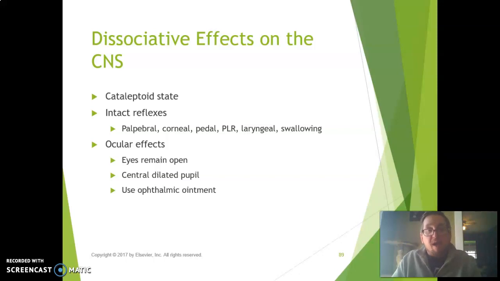Eyes do remain open. Once again, go back and look at that cat. The pupils are usually very dilated, and we must use ophthalmic ointment with this drug, but any anesthetic patient should have eye ointment provided to them.